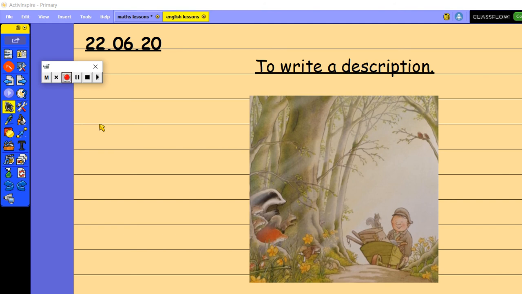Now some of you might recognise this picture from some of the texts that we do have in class and in school, or you might just recognise them from stories that you've read before. So I'm not going to give anything away because if you don't know what it is, then it'll be a really lovely surprise for you.